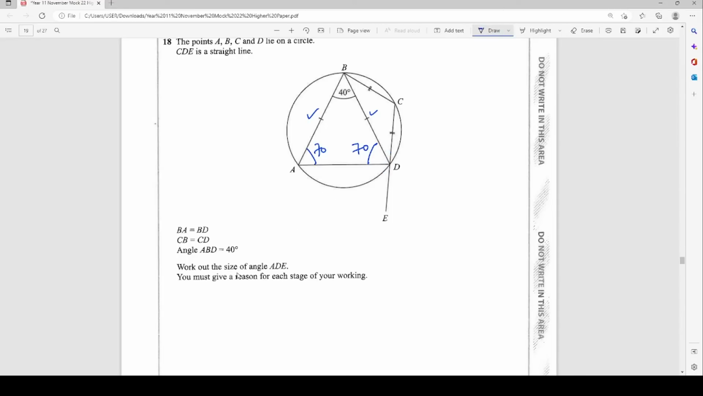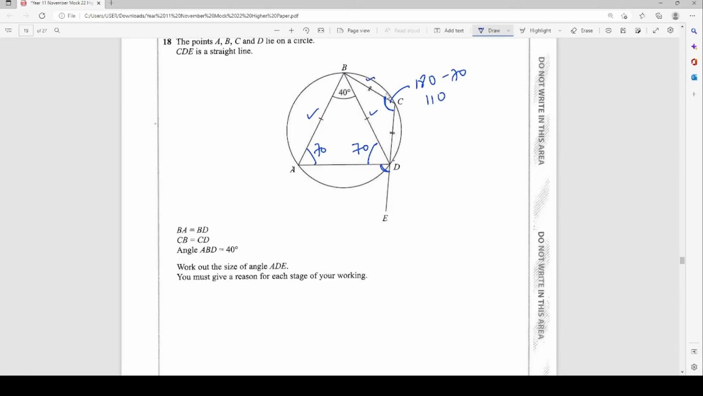Angle ABD is given. Work out the size of angle ADE. So we need to find this angle over here. We can find this, that should not be a big deal. Let's see what we can do. We also have a cyclic quadrilateral here, because all these points lie on the circle. So if I use the property of cyclic quadrilateral, this angle is going to be 180 minus 70, which is 110 degrees.